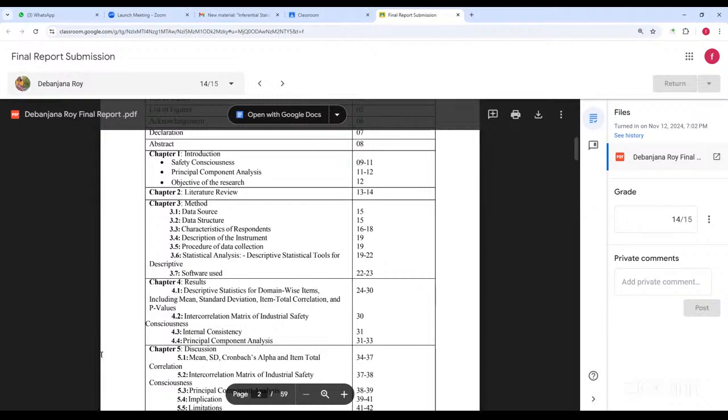Next is the characteristics of respondents. This is very, very important because here you will find the demographic status of your respondents, and it will show how the demographic variables are related with each other.